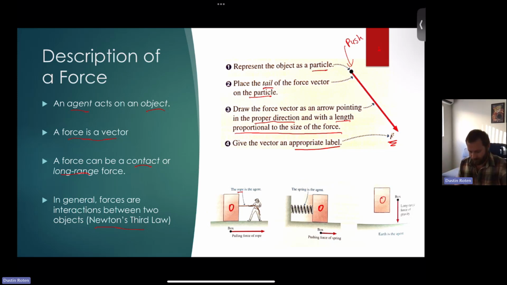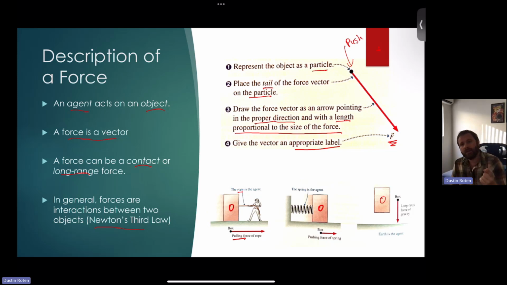Now this is a pulling force, so it makes sense that the vector is pointing to the same side as the pulling force. It points in the direction that the box is being pulled. It looks like it's a pretty hard pull because it's a long vector comparatively.